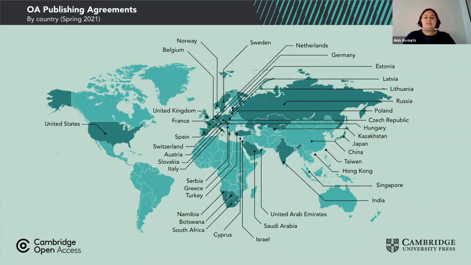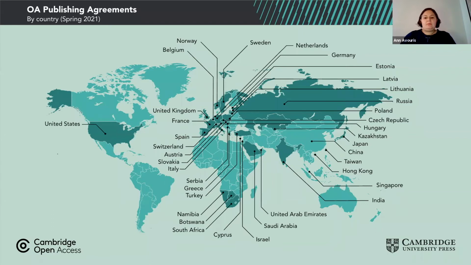This map shows the breadth of our read and publish coverage worldwide, with agreements now in over 35 countries. We negotiate with institutions large and small, from national agreements to small liberal arts colleges, from governmental entities to community colleges. Most recently, we have signed over 100 agreements within the United States, as well as negotiating a national deal with the GIST consortium in the UK, to which institutions can opt in.